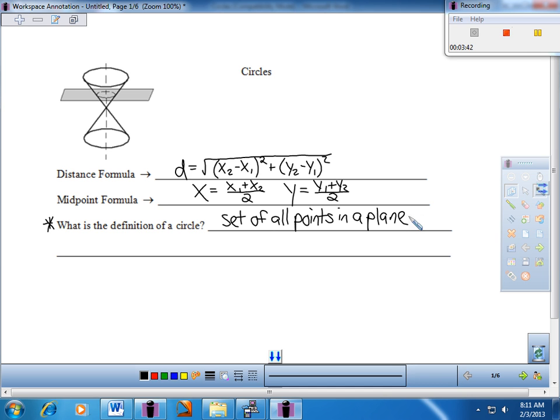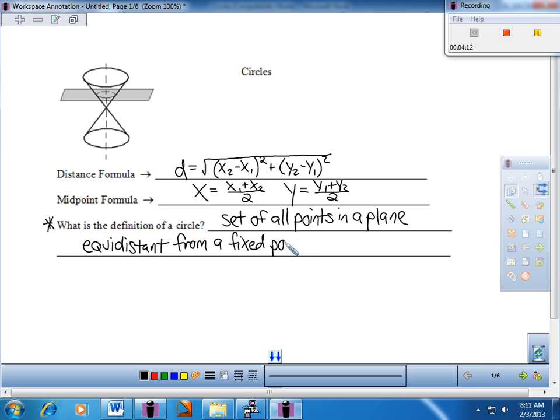Well, here's what I have, basically. It's the set of all points in a plane that are equidistant. I think that's going to be the key for this one. But the question is, what are they equidistant from? In my case, they are equidistant from a fixed point.